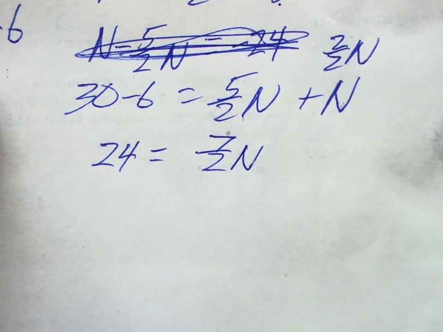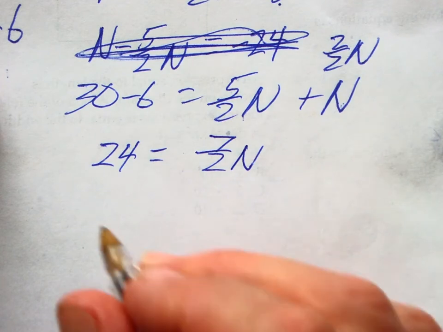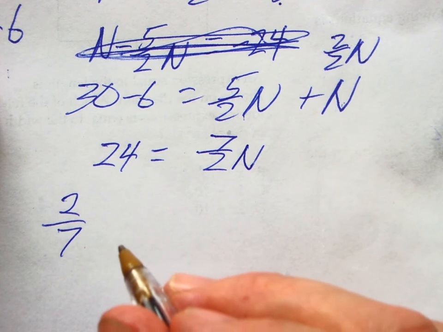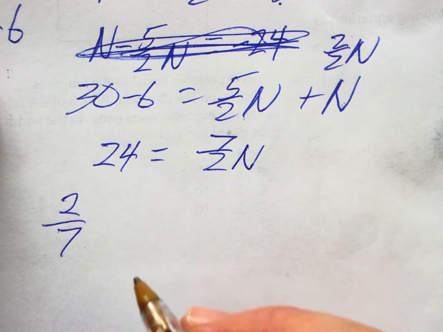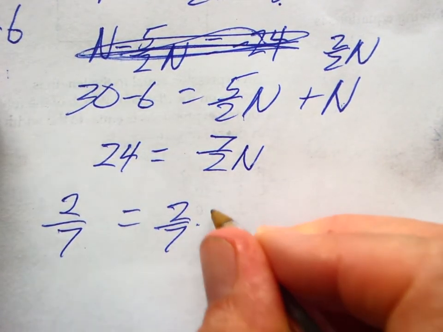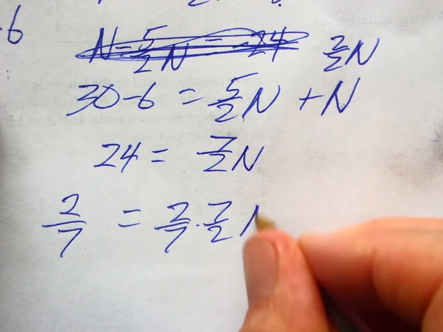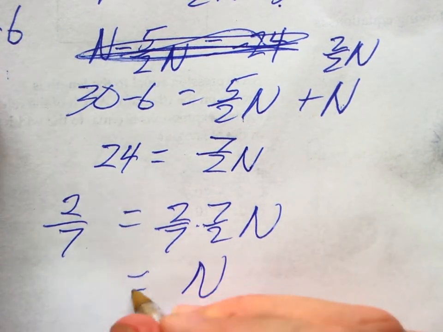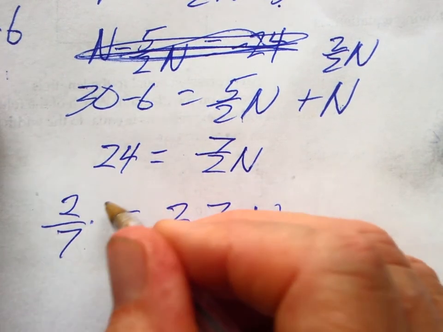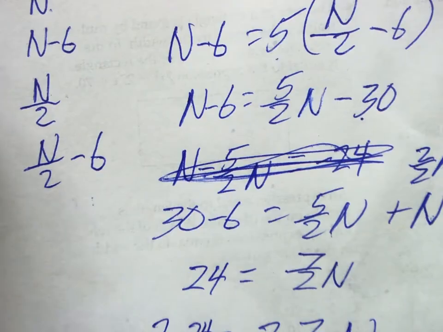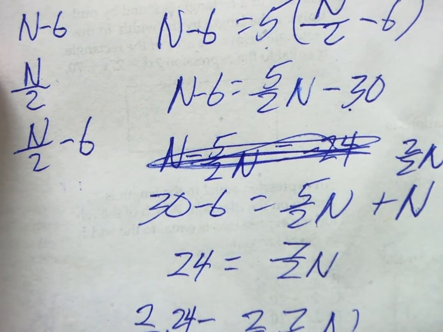Now how can we get rid of the 7/2? We're going to multiply, are you ready for this? We're going to multiply by 2/7. And I'm going to get the wrong answer somehow. Okay. Anyway, multiply by 2/7, we get 2/7 times 7/2 n. These cancel and make it n. But this becomes, oh, I forgot this, 2/7 times 24. And that's not going to work. What did I do wrong here?